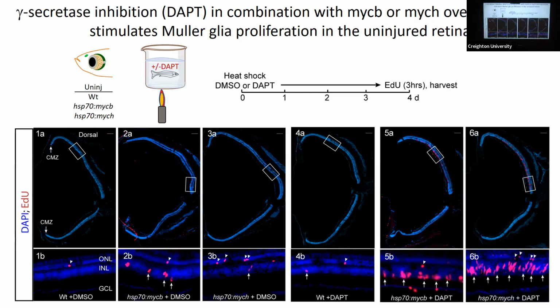This is what was amazing. We got a huge amount of proliferation when we combined DAPT with MYC-H and MYC-B. We did not expect this. And in addition, it's concentrated in the dorsal retina. I don't know what's going on here. I don't know how this works, but I'm intrigued by it.